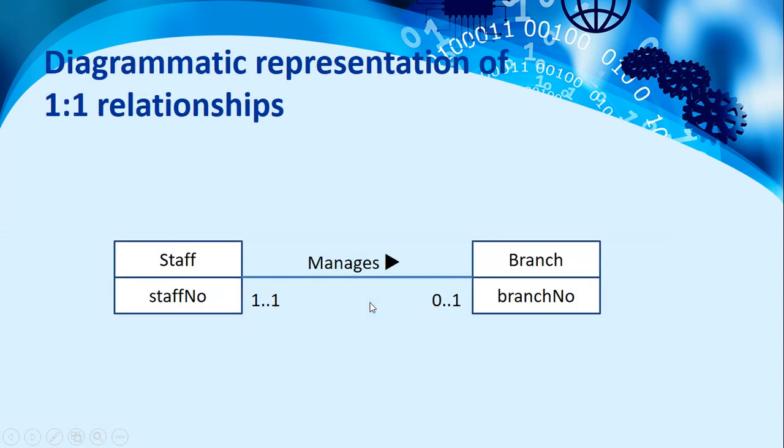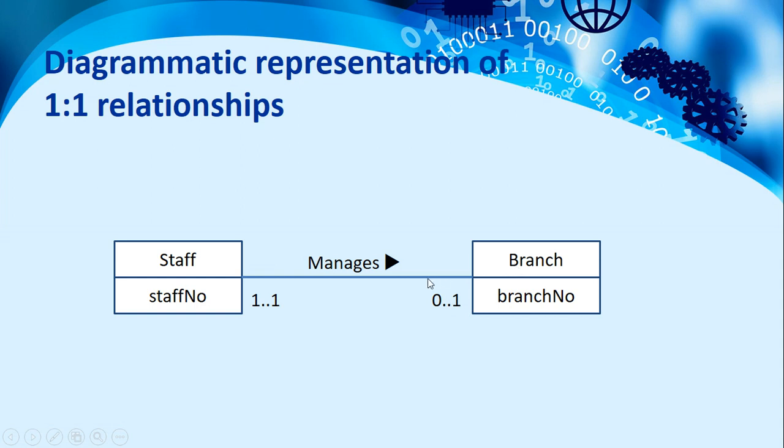Now, going back to the diagrammatic representation of one-to-one, kung i-translate mo na siya into ERD, UML notation. So an ER diagram of the staff manages branch relationship is shown here. To represent that a member of staff can manage 0 or 1 branch, we place the 0, 1 katabi sa branch na entity.